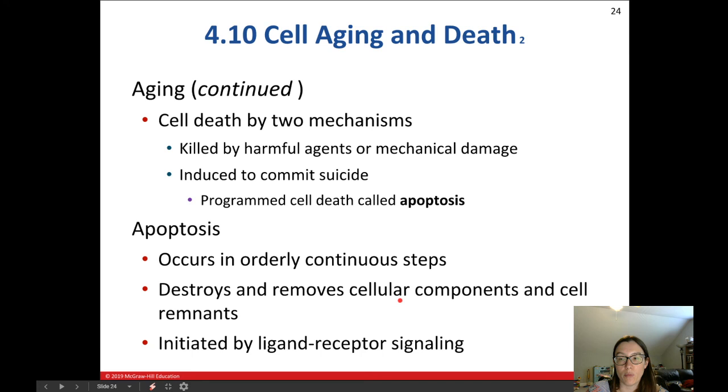It's going to destroy and remove the cellular components and the cell remnants. It's usually initiated by ligand receptor signaling, which means something tells the cell to do this. You have a chemical that binds to a receptor that says, hey, you should undergo apoptosis.